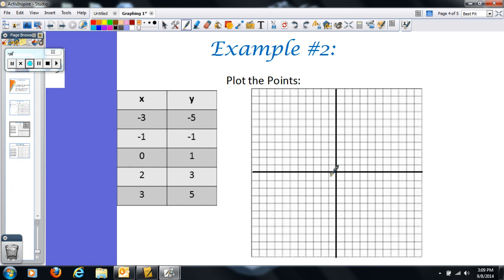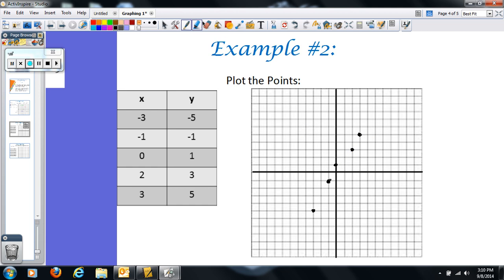Negative 3, negative 5. So x is negative 1, 2, 3. Y is negative 1, 2, 3, 4, 5. Put a point. And I'll come back and label these in a minute here. Negative 1, negative 1. So I go left and then down. 0, 1, I stay at 0 and I go up 1. 2 for x, go to the right. 1, 2, I go up 3 for the y since 3 is positive. 1, 2, 3. And then 3 on the x, 1, 2, 3, and 5, 1, 2, 3, 4, 5.